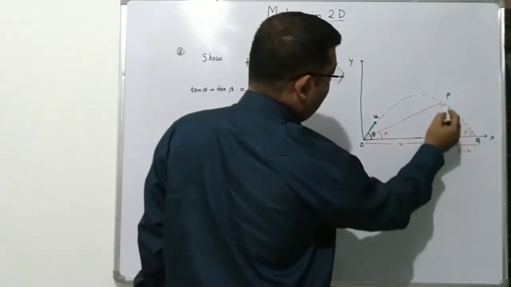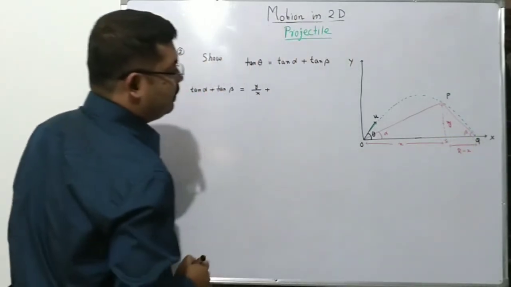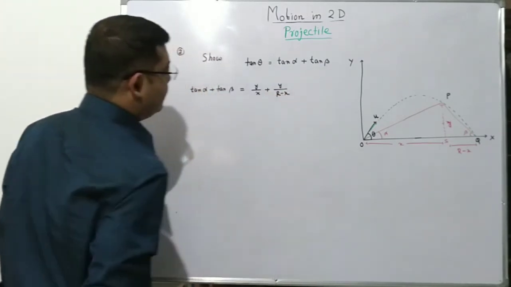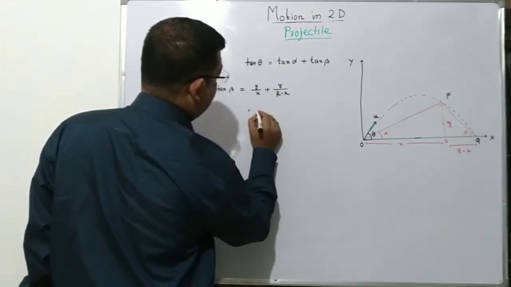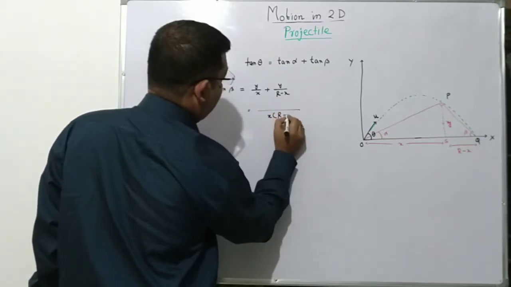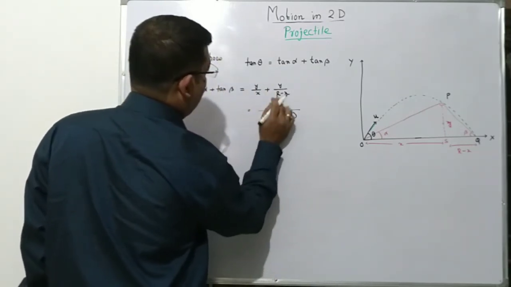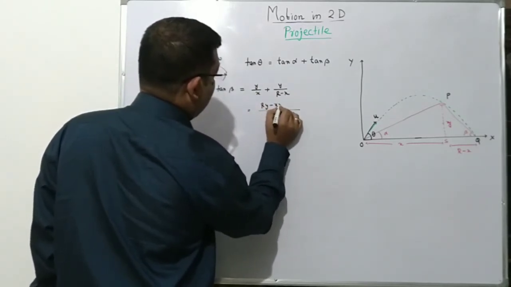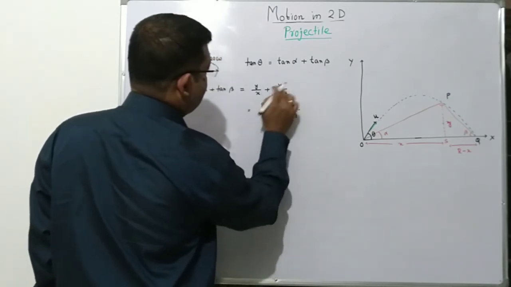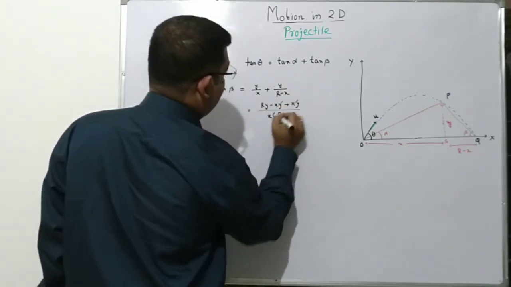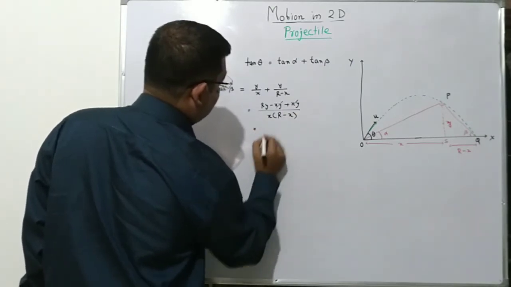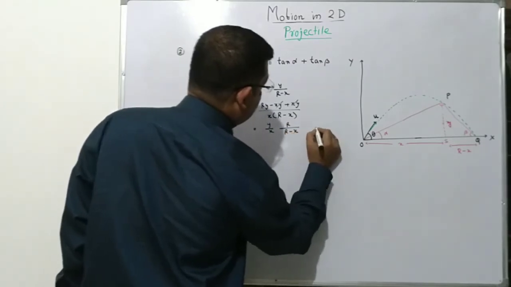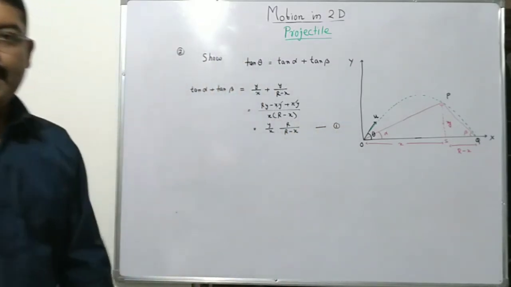And tan beta, from triangle PSQ, we have tan beta equals Y by R minus X, which is equal to, on adding, X into Y by X into R minus X: Ry minus XY plus XY. These two will cancel each other, so we are left with Y by X into R by R minus X. This will be our equation 1.